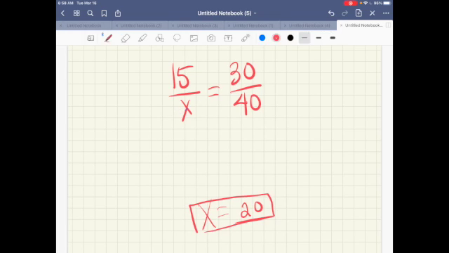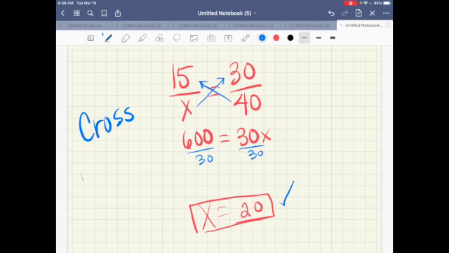So instead of doing it in 2 steps, we could say, well, I'm going to multiply both sides by x, and I'm going to multiply both sides by 40. So we can just jump right to that step and say, let's write that a little clearer. 30x equals 600. Then we divide by 30 and get x equals 20. That is called cross multiplying.